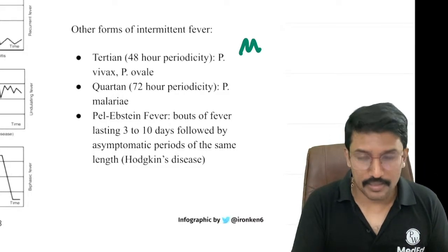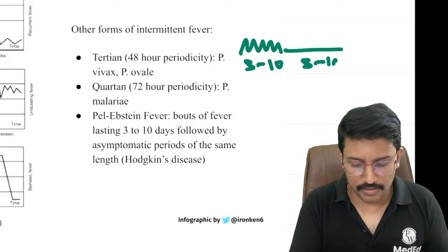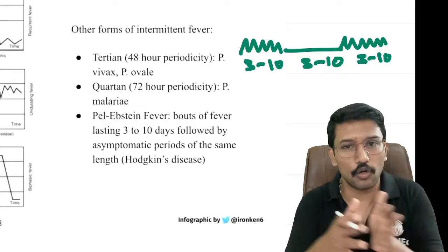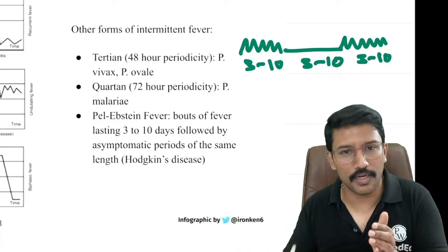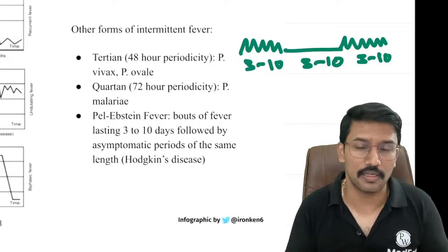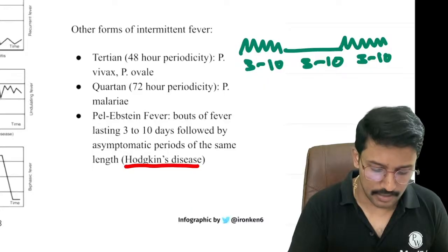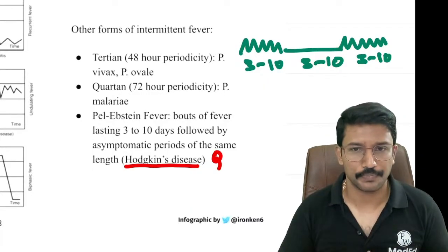Means 3 to 10 days there is fever, and then next 3 to 10 days there is no fever. Then again next 3 to 10 days there is fever. So a cycle of 3 to 10 days fever, 3 to 10 days no fever, 3 to 10 days fever, 3 to 10 days no fever. This goes on. This is what we call as Pell-Epstein type of fever, which is typically seen in Hodgkin's disease. This is frequently asked as an MCQ. Where do you get this Pell-Epstein type of fever?